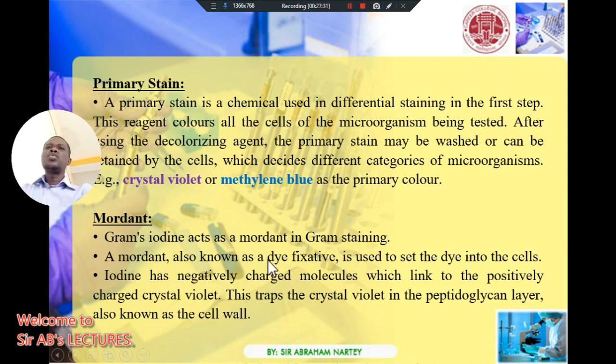A mordant is also known as a dye fixative. It fixes the dye. It is used to set the dye into the cell. Iodine has negatively charged molecules, which link with the positively charged crystal violet. This traps the crystal violet in the peptidoglycan layer, also known as the cell wall, allowing it to stay in the cell wall. So you see, gram-positive bacteria have a very thick peptidoglycan layer in the cell wall. That is why they absorb the primary stain.